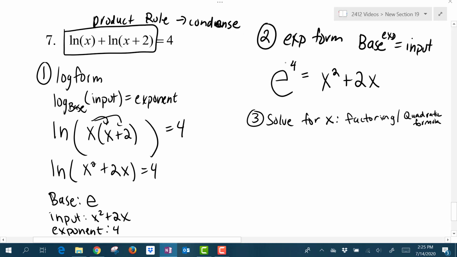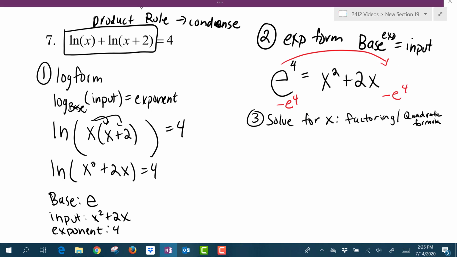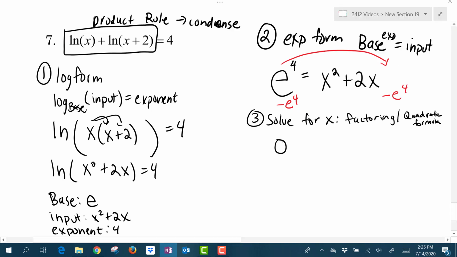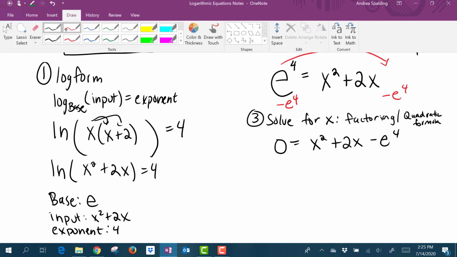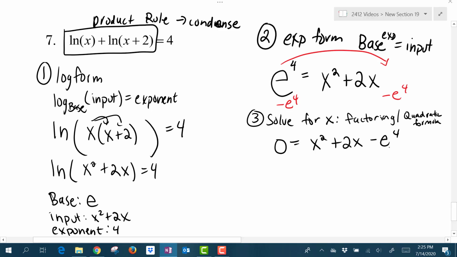So I am going to bring the e to the positive 4 power to the right-hand side. So I'm going to subtract that from both sides. So I get 0 is equal to x squared plus 2x minus e to the positive 4 power. Okay, so that is not going to factor because of the e to the positive 4 power. That's going to mess up my factoring technique and make things more complicated. So I'm just going to go for the quadratic formula.